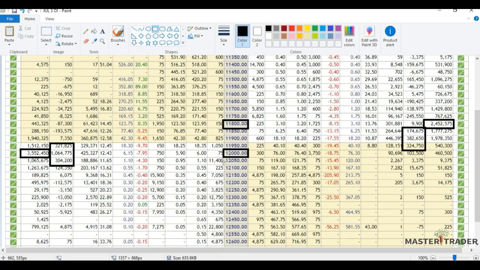So what this data is telling me is that sellers are sitting near this level, 12,000, 12,050. Heavy sellers. So these guys do not want price to go above this level, and these guys do not want price to go below 900 or 850.